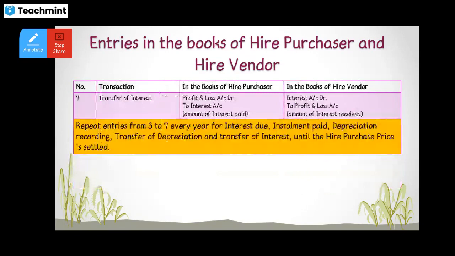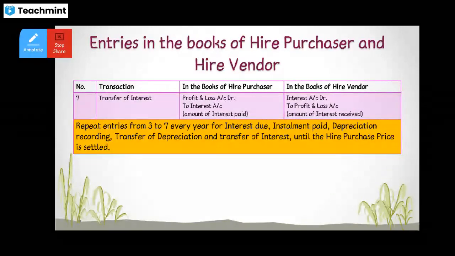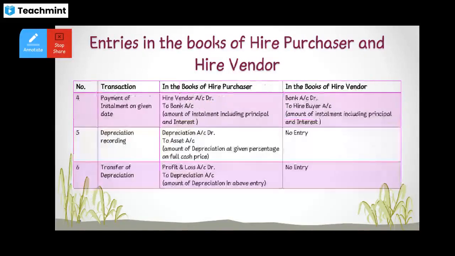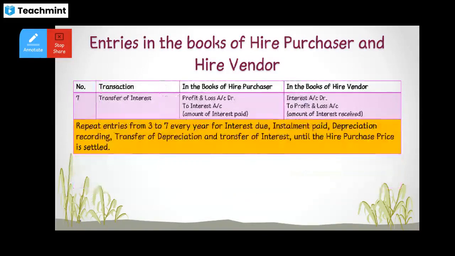Then the last entry. The last entry is about the transfer of interest. Now for the hire purchaser, interest is an expenditure, so it will be transferred to the debit side of the profit and loss account. Then in the books of hire vendor, this interest is income for the hire vendor and that will be credited to profit and loss account.